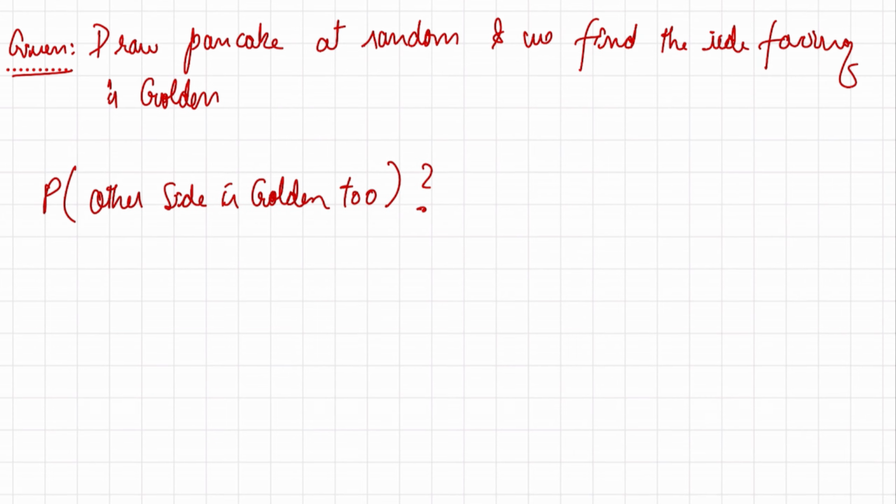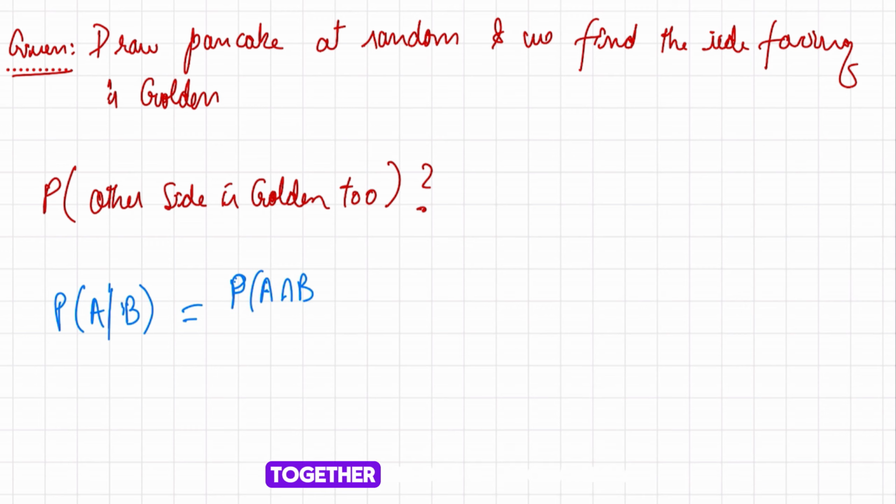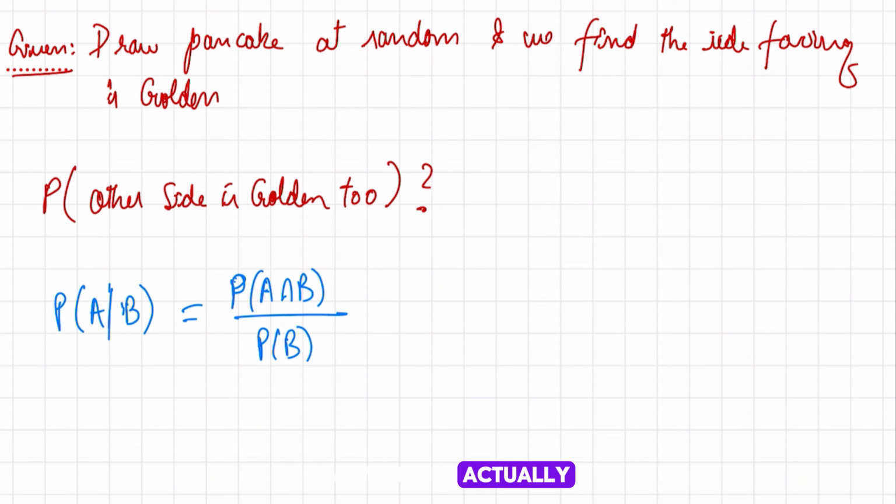There can be a couple of ways, and let's first quickly get the Bayes theorem out of the way. Bayes theorem simply says that the probability of event A happening, given event B has already happened, is the probability of A and B happening together divided by the probability of B. This is the conditional probability of A given B. This is the joint probability of A and B happening, and this is the unconditional probability of B happening.